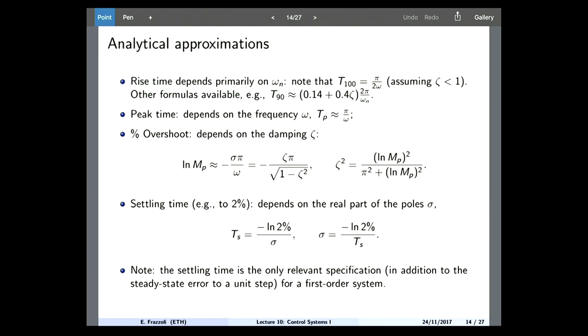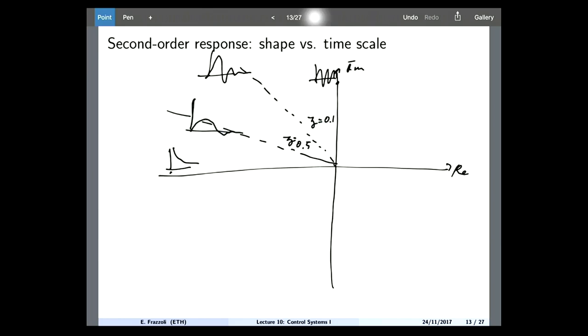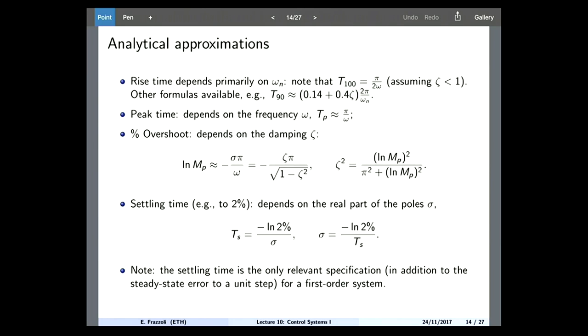Because, for example, what is the rise time to this point? What is the phase in your sinusoid at this point? It was 0, and here it's pi over 2, right? So how quickly do you reach it? It's just pi over 2 divided by omega, okay? So this is the rise time to 100%.